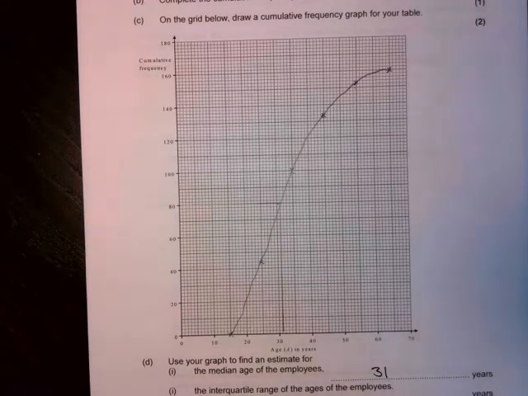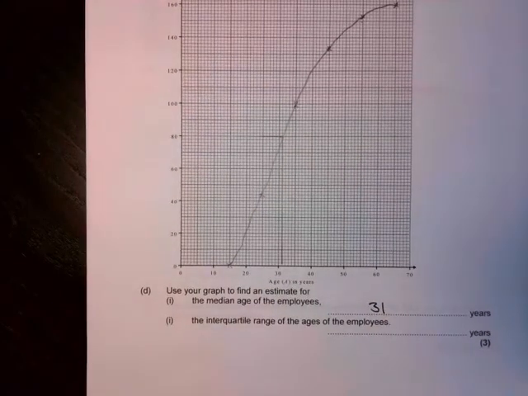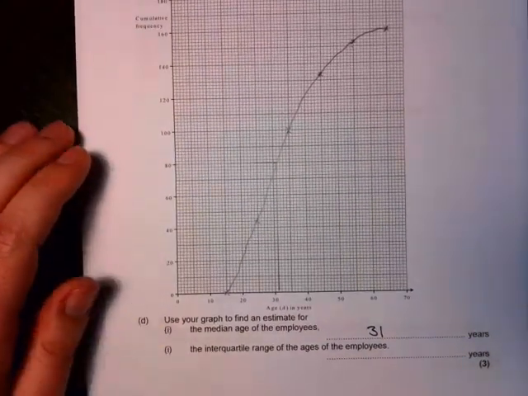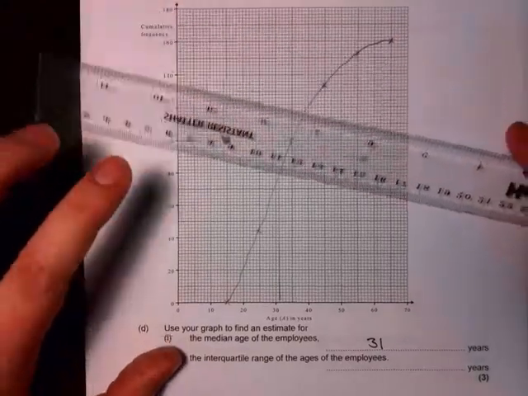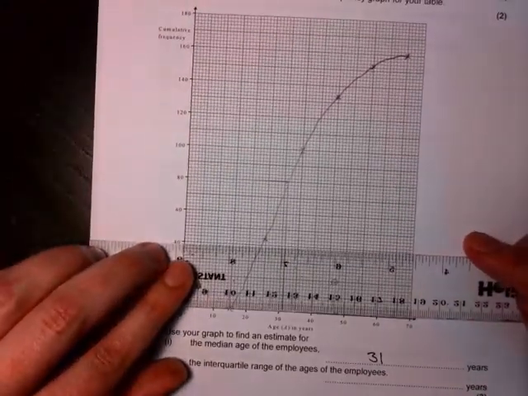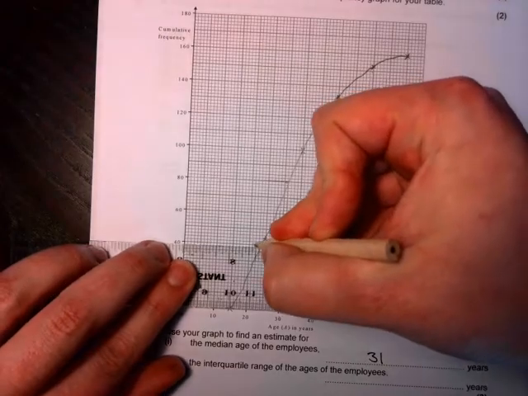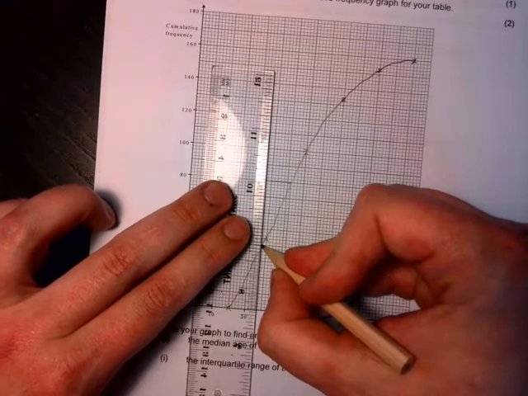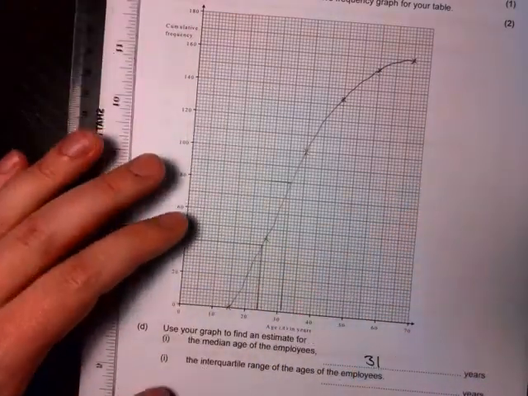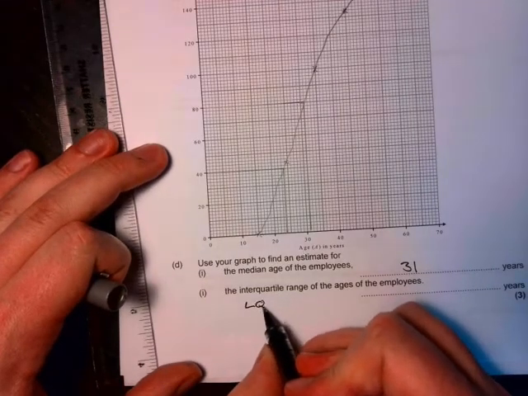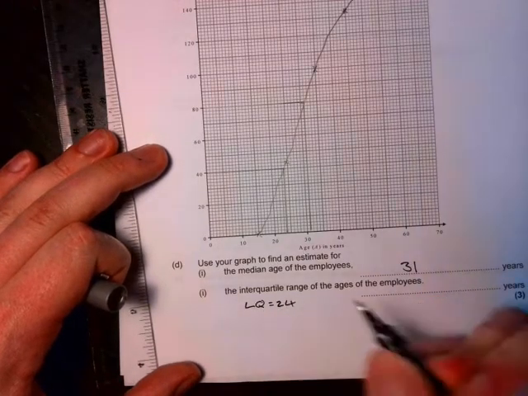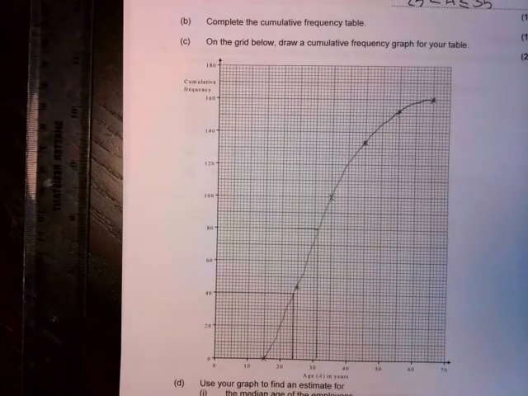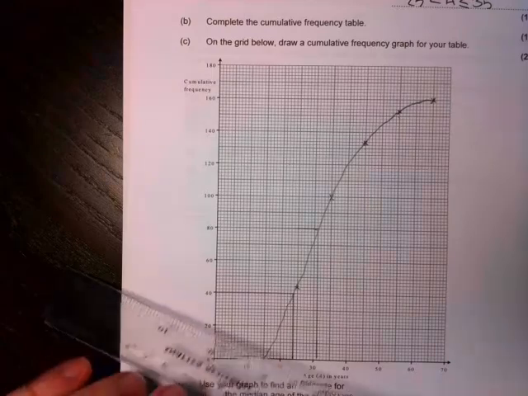The interquartile range is the next thing that we need to find. So we need to find our lower quartile, which is half of the median, so 40. Which I make to be 24. Just going to write that down here. Lower quartile equals 24. And then our upper quartile is the median and the interquartile added together, so that's 120.